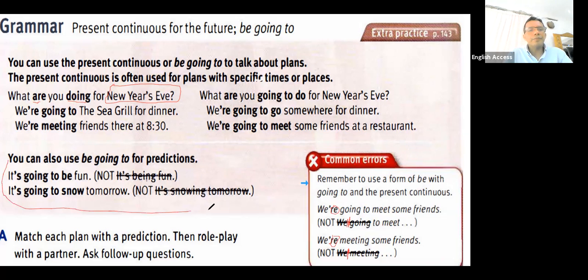Then you have here, when you use be going to for predictions, it's going to be bad, it's going to be boring. But in this case, it says it's going to be fun. We don't say it's being fun. It's going to be fun if it's for future predictions. You don't say it's being fun. You say, this is fun. That's something totally different.